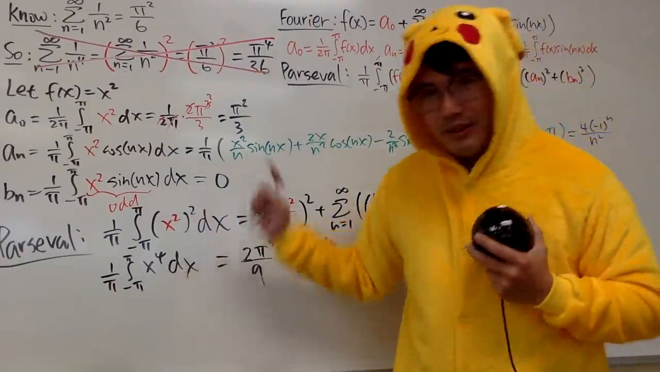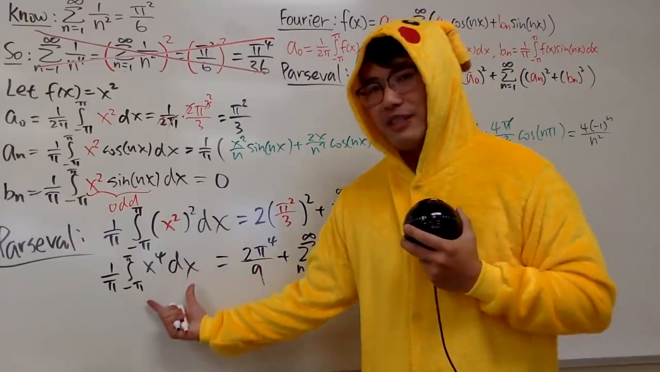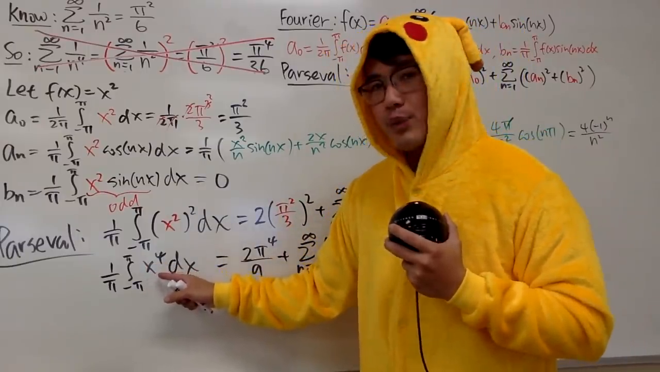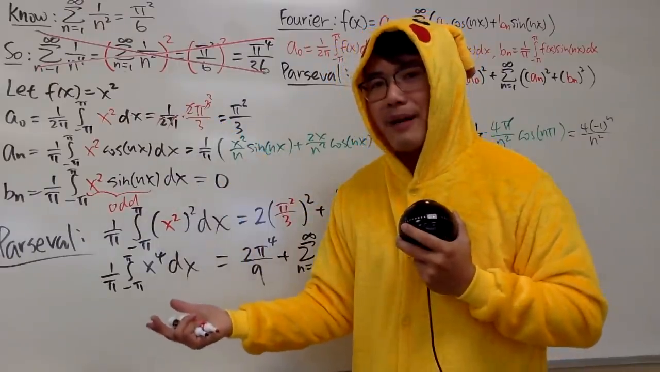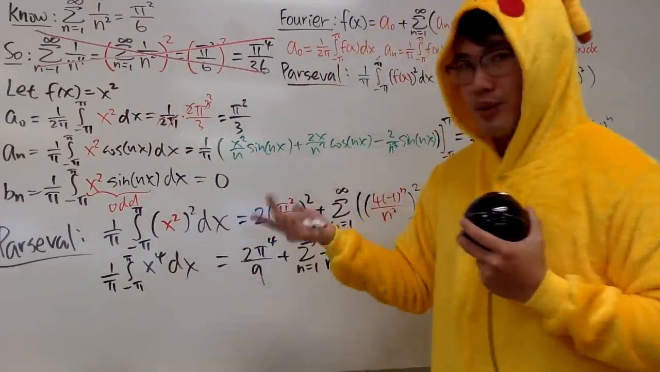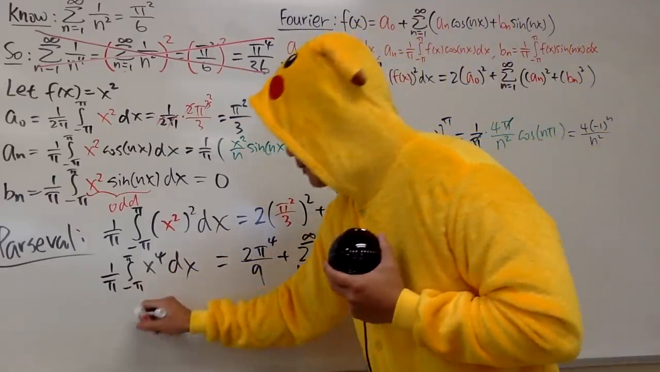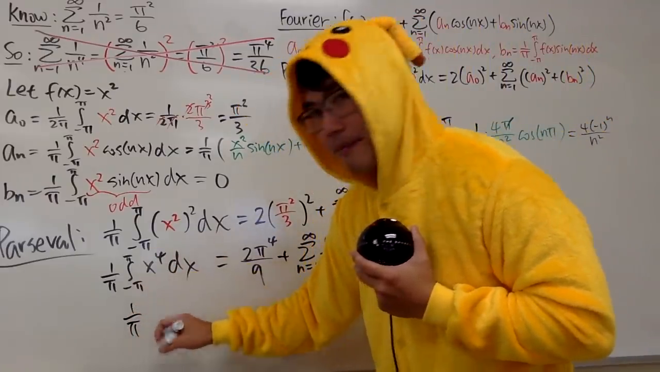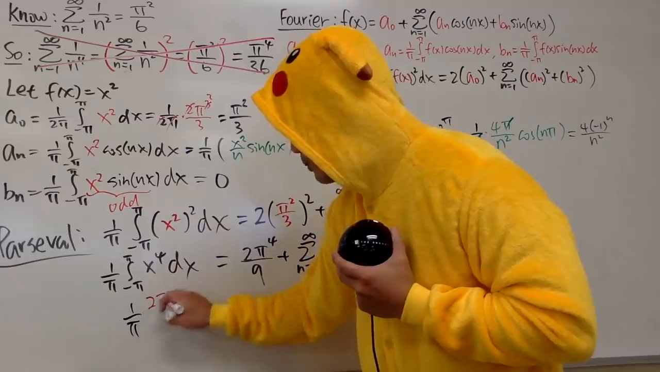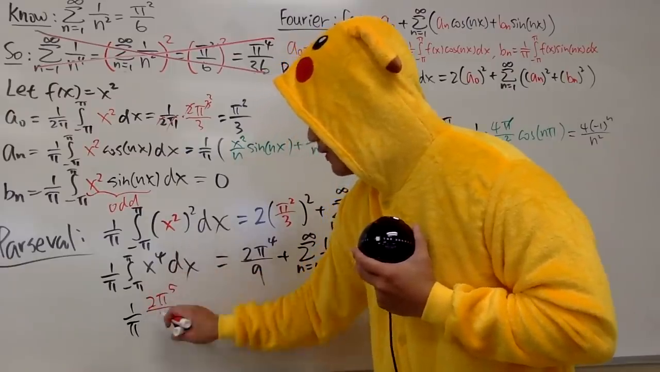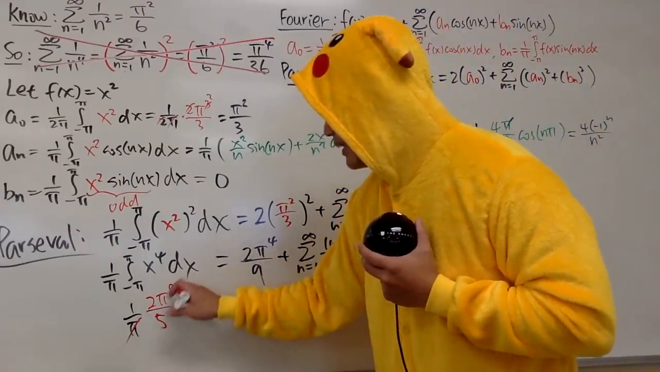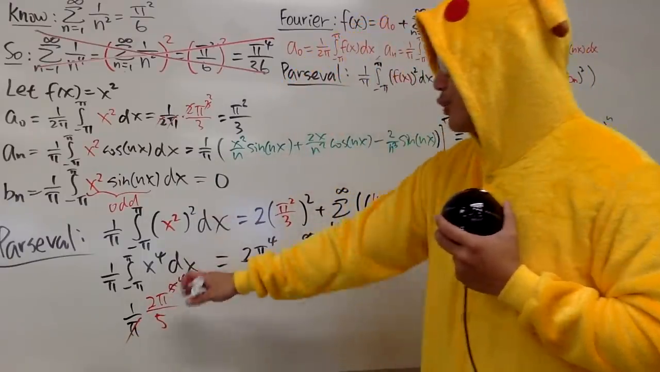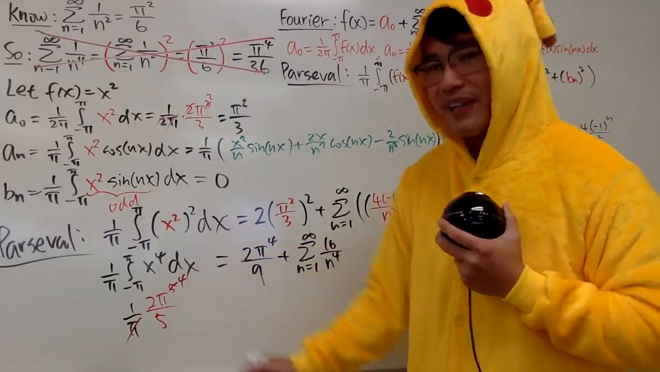Can we integrate this? Of course we can. Let's do everything in our head. When we integrate this, we have x to the 5th power over 5. Plug in pi, plug in negative pi, and then subtract. So altogether, you have 2 pi to the 5th power, right? So here, let me write down 1 over pi. And then here we have 2 pi to the 5th power over 5, like this. And of course, we can simplify this a little bit. This and that will be out. And we have just 2 pi to the 4th power over 5, like this.